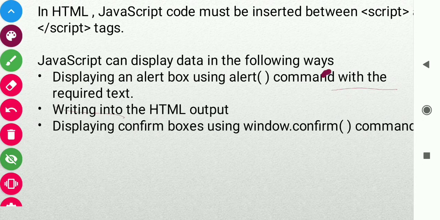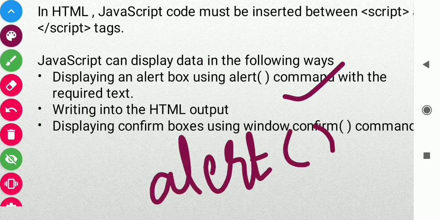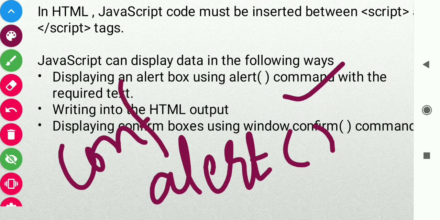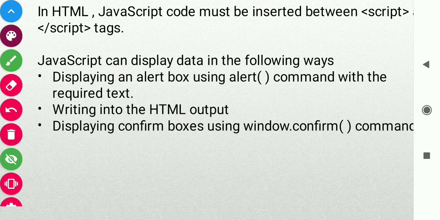Which are the ways? You can use the alert command. By using the alert command, you can display a dialog box or an alert box to the users. Again, you can write into the HTML document. Again, you can use confirm. Confirm will give the user two options, OK and Cancel, for confirmation. So one by one we will see.